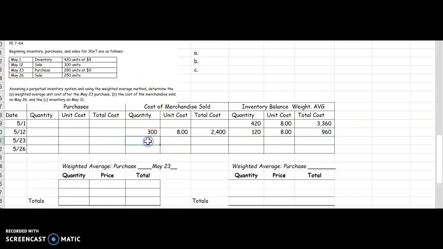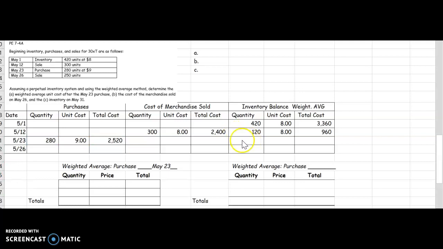Here we're going to put in the actual quantity we purchased of 280 at the price that we purchased it, which was $9, to get a total cost. And I put that in the wrong column, so let me back up here. Purchase 280 at 9, and 280 times 9 would be a total cost of $2,520.